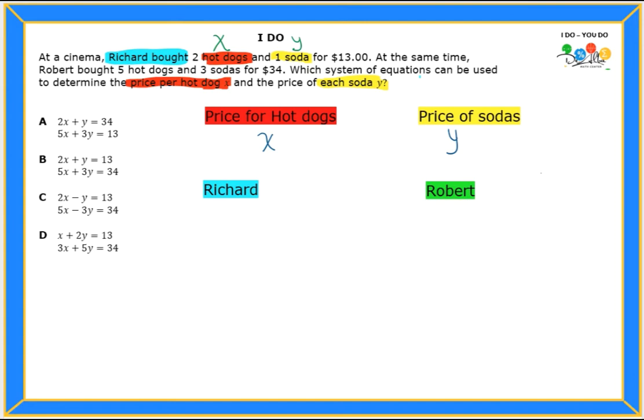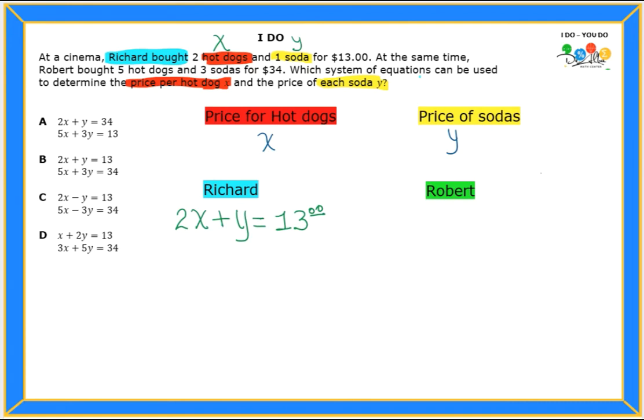So if I want to write down the equation for Richard, think about it. If he bought 2 hot dogs, and I do not know the price of the hot dogs, but I do know that it is represented with X, then I can write down 2X for the cost of the hot dogs. Is that right? And the soda is going to be only 1Y, or I can just write down the Y, because remember, the 1 is not needed. And the cost for those items was $13. So we're pretty much done with Richard.